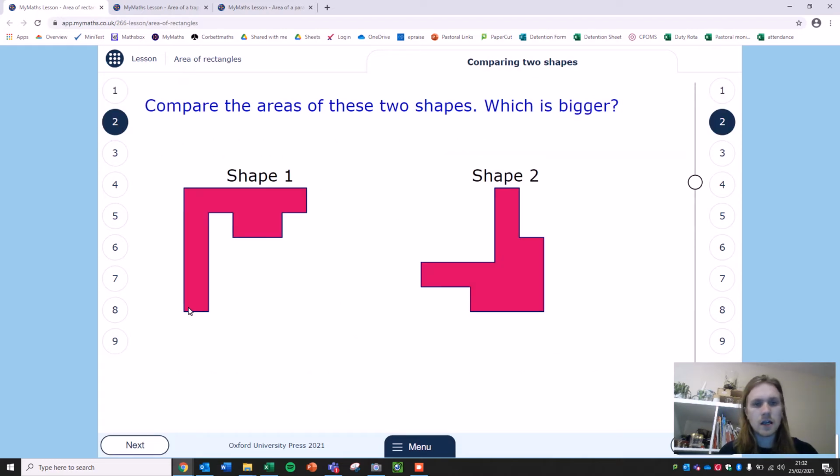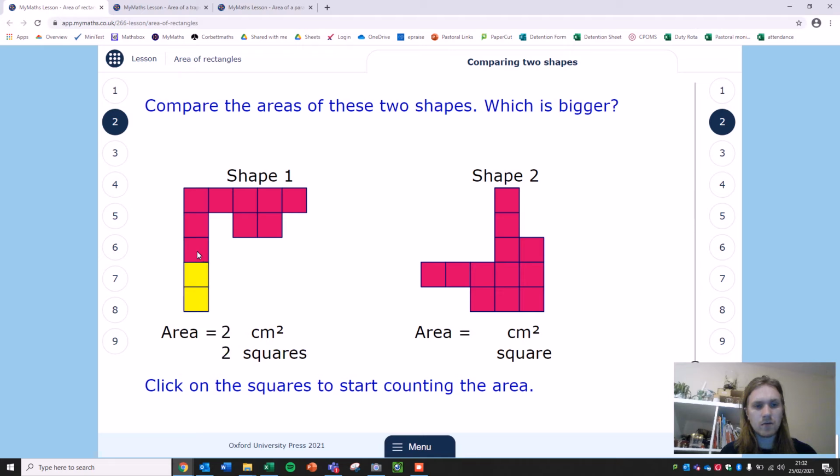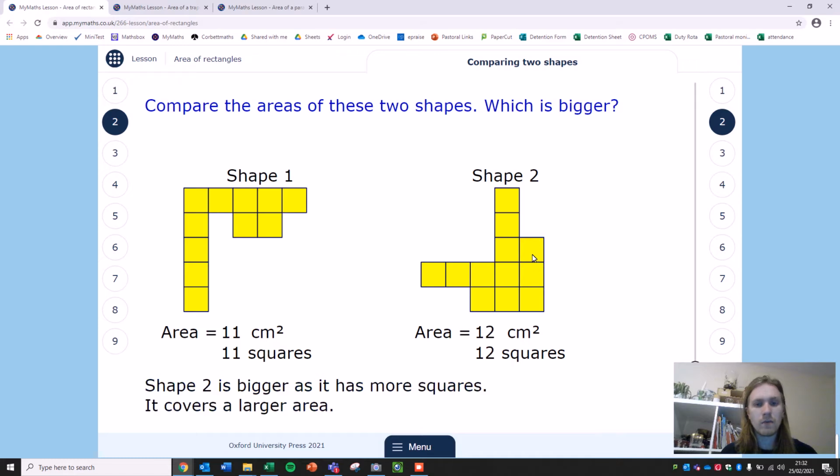So like we said, when we first learned to calculate areas, we count squares. So if we wanted to compare these two, we could count the squares. Obviously we're not going to be doing lots of counting squares in secondary school maths, but it's important to remember that that's the principle of what we're doing whenever we calculate area. This one's bigger because it's got more squares that fit in it.